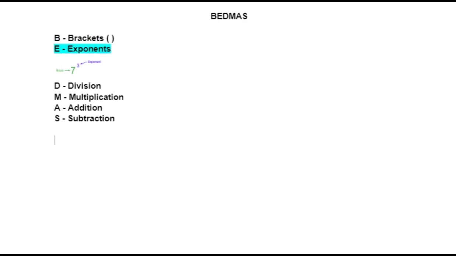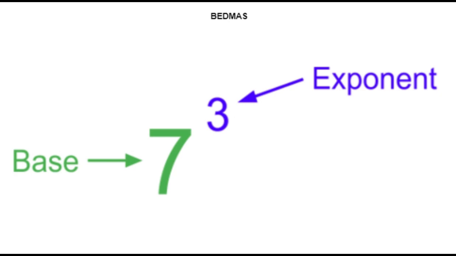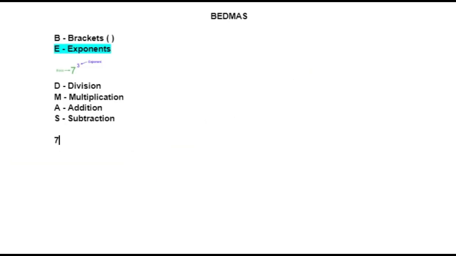Next up, we have E for exponents. Exponents are basically the tiny numbers at the top right corner of a bigger number. As you can see in this picture here, the base number is the 7 and the exponent is the 3. When you see an exponent over a base number, that basically just means to multiply the base number by itself the amount of times that the exponent shows. So in this case, as shown in the picture, it would be 7 times 7 times 7. There are 3 7s because the exponent is 3 and the base number is 7.